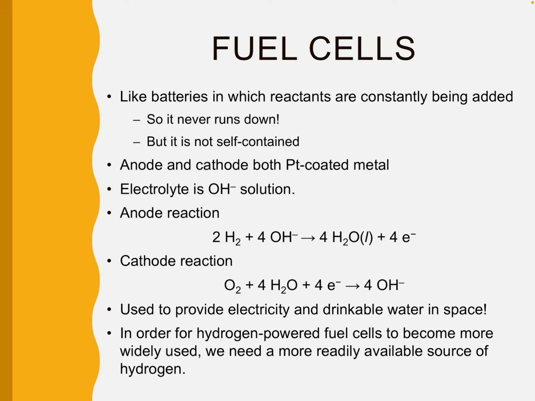In this fuel cell, the anode and the cathode are both platinum-coated material because we've got that gas that's reacting. Our electrolyte is a hydroxide solution. In both cases, we've got gases being put in, hydrogen and oxygen. Our hydrogen will react with our hydroxide to make water, and it will produce electrons.